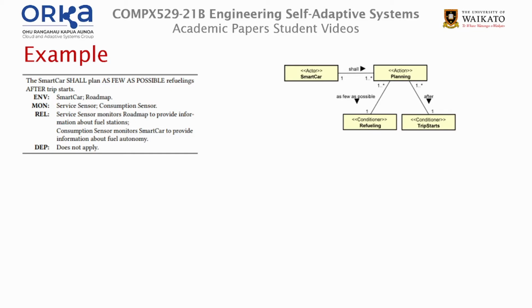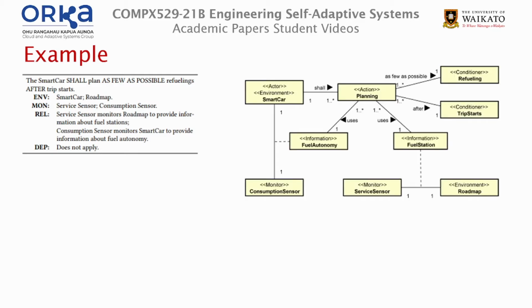Then what we do is we link the monitors to the environments according to that third line there, which is rel, or relations. And it tells us the service sensor monitors roadmaps and the consumption sensor monitors smart cars. So now we can create those classes and link them all together to create our monitor, environment, and information classes there.